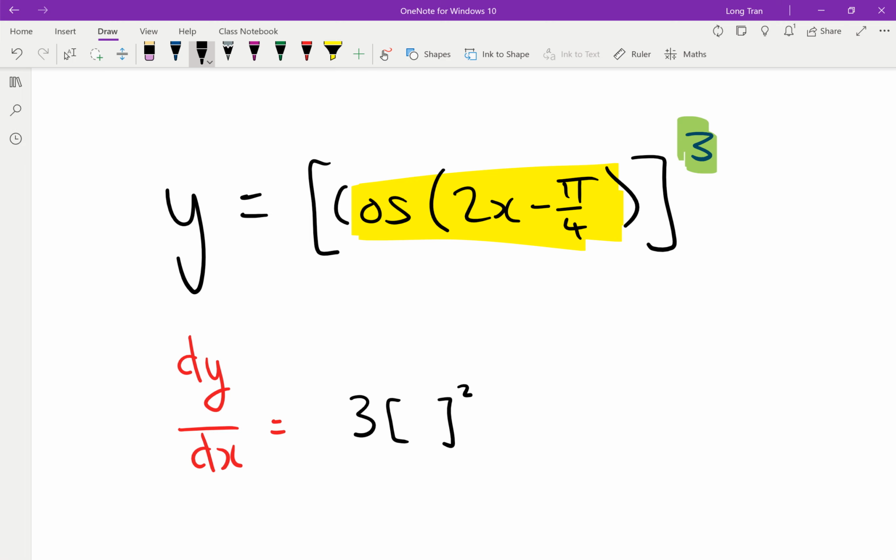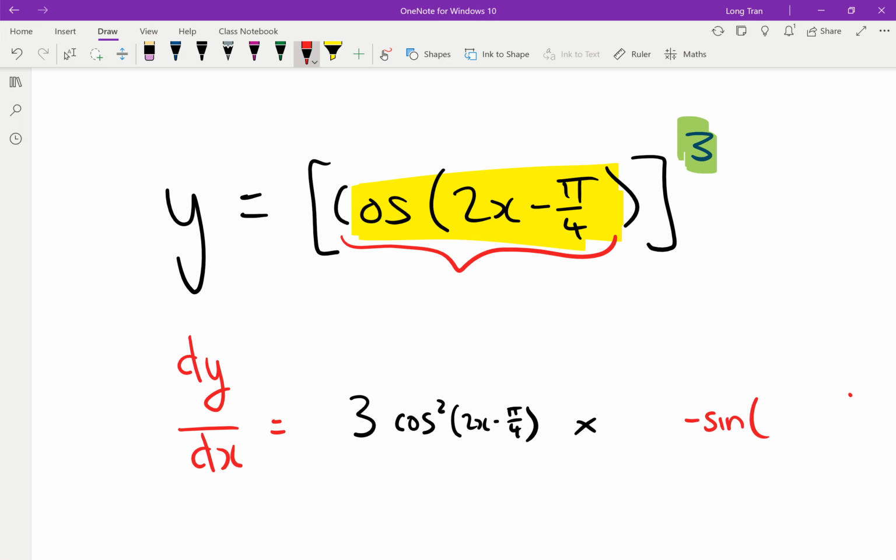Okay, so when I write it down, I immediately just simply write this. I write 3 times cos squared of 2x minus pi on 4, because I know I'm going to minus the power of 3 by 1. And then I multiply this with, and I know I need now to find the derivative of cos. Now, derivative of cos is negative sine of whatever's in the brackets, which is 2x minus pi on 4, correct? But you can see that in here I need to do another chain rule, and I know the derivative of 2x is 2.